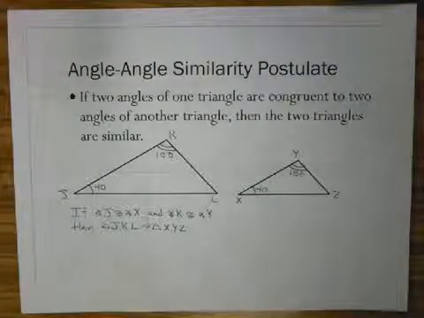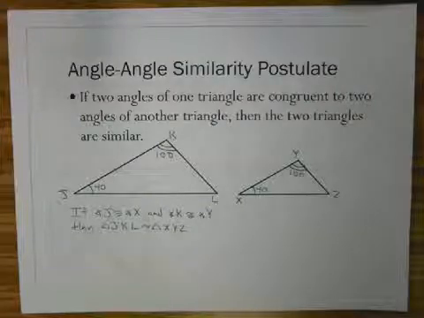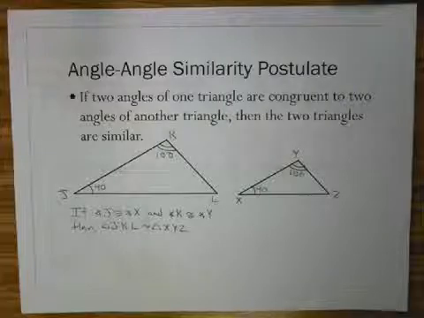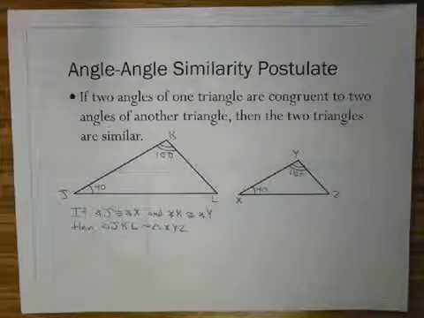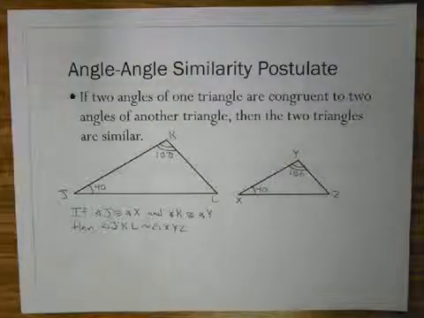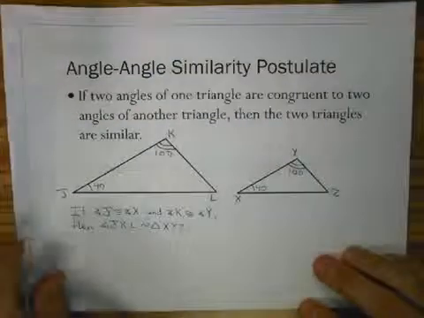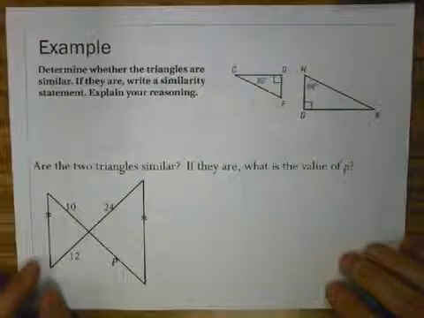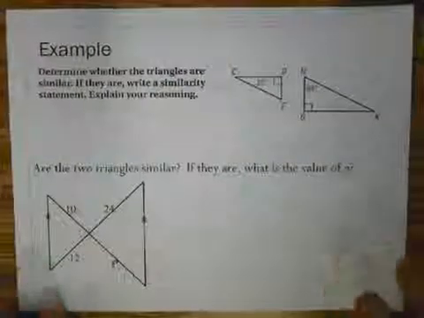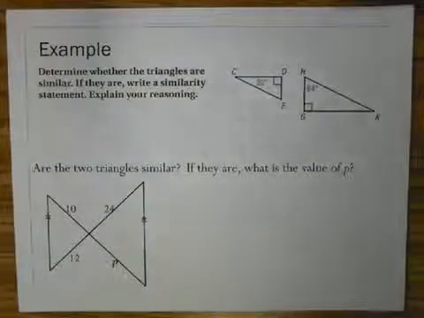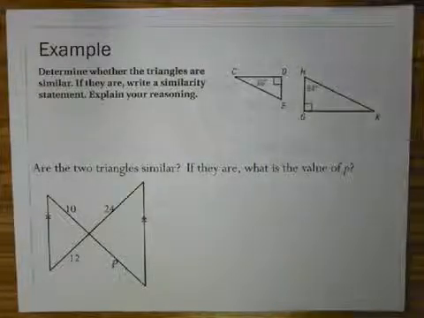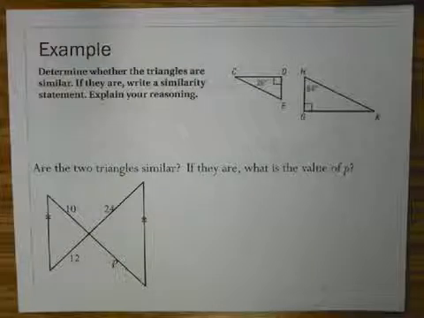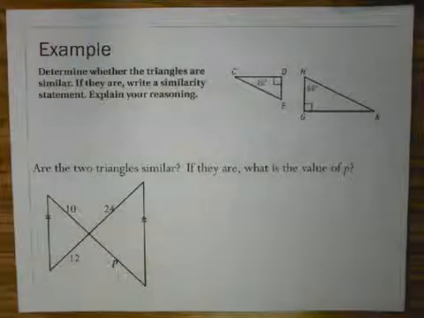So as we go through looking for similarity today in this section, we're just going to look for two. If three work, that's great. We may want to mention the third one just to help us, but again, we only need two. So let's just jump in and get through some examples that gets us looking for similarity. Now, it's called angle, angle. I'm not looking for any sides. We'll get to that in the next section. Right now, we're just looking for two pairs of angles that match. So our first example says, determine whether the triangles are similar. If they are, write a similarity statement and explain our reasoning.